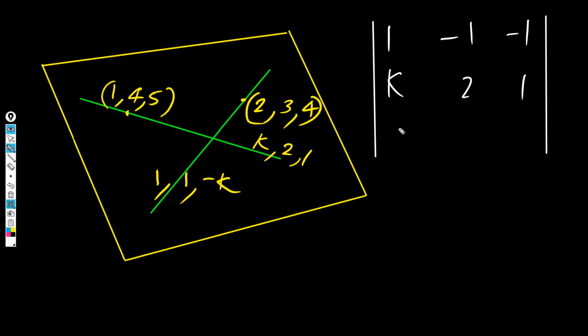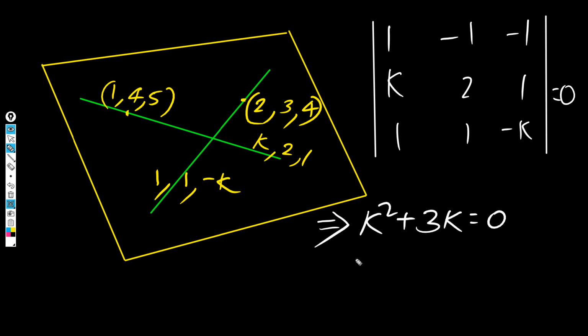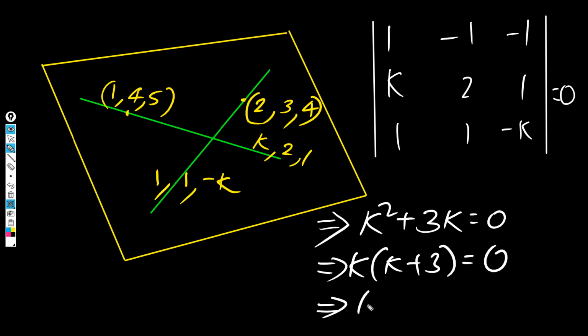And it is 1 minus k, must be 0. Simplify and tell me the final equation, then I'll write that. K square plus 3k is equal to 0, and thereby you will get k into k plus 3 is equal to 0, which implies k is equal to 0 or minus 3.